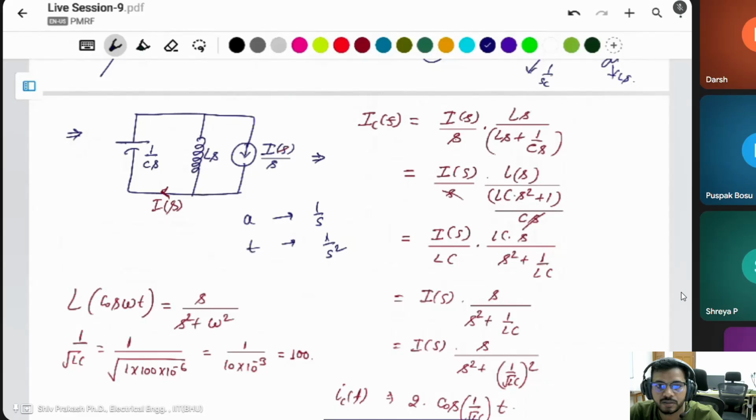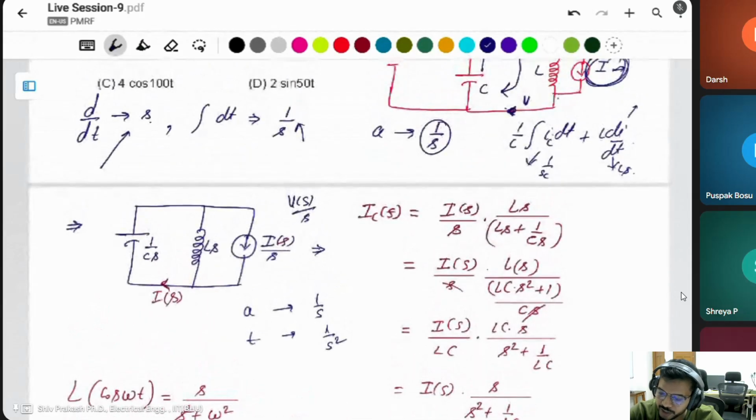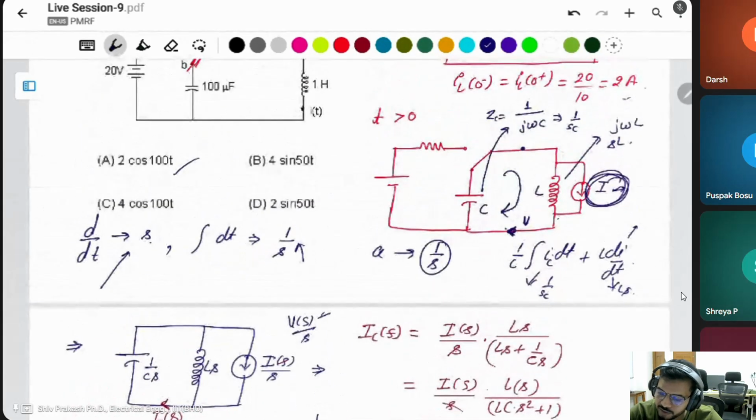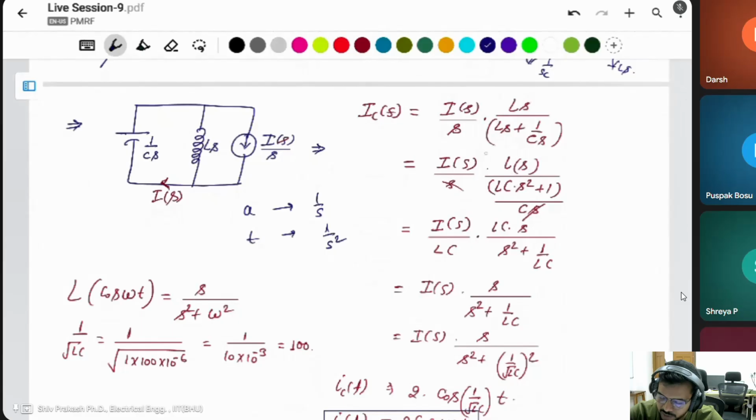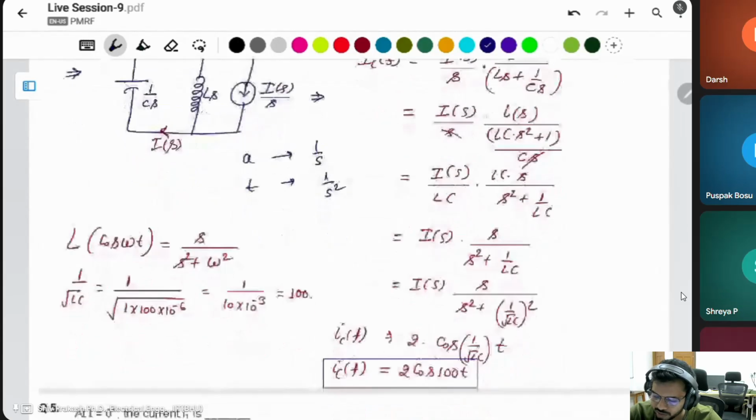Current source or voltage source, we can put anything. If there is a voltage source, then it is simply put as Vs by s. There is no difference between current source or voltage source. This is the constant, say 2 ampere. This is the constant value. Then simply apply the current divider rule, and solve all the things.